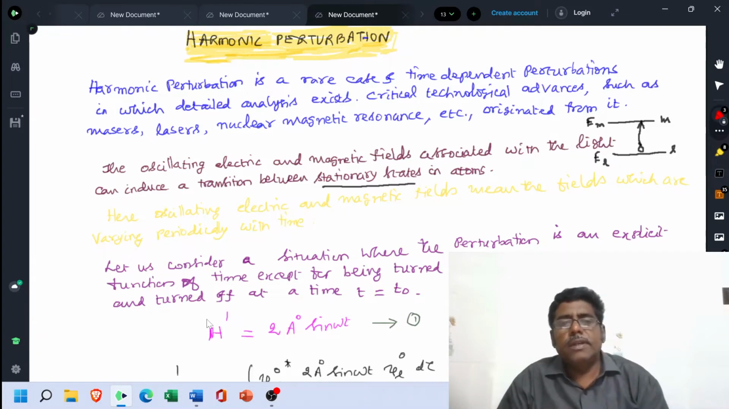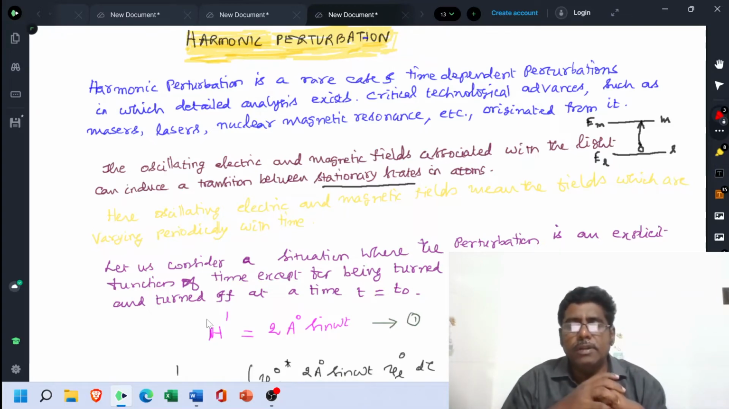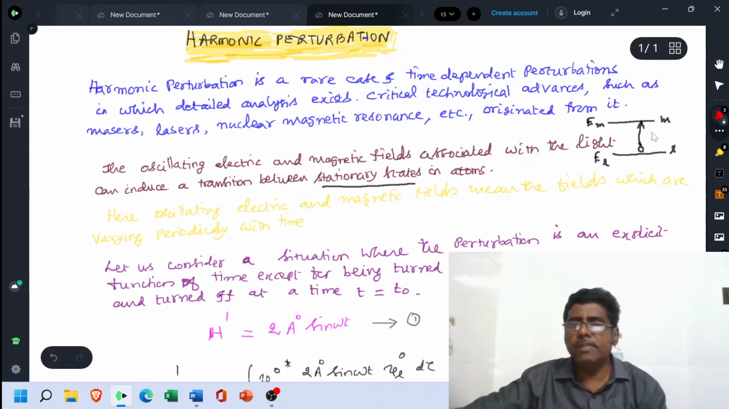If you consider the interaction of radiation with an atom, the oscillating electric and magnetic fields associated with the light can induce a transition between stationary states in atoms. To understand the term stationary states, consider the states m and l. The mth state has energy Em, the lth state has energy El. Suppose an atom is in the lth state; after absorbing energy it can be promoted to the mth state.